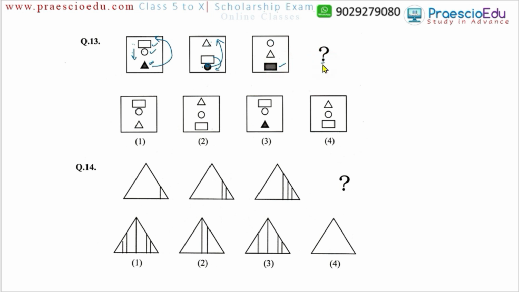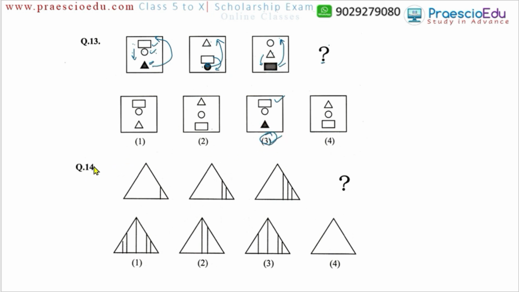So to replace the question mark, we again have to move the rectangle to the top. The triangle should move to the bottom, and it should be solid. The solid triangle is in option number 3. The rectangle is moving to the top, here, the same as this figure. So option number 3 perfectly matches our series or sequence.